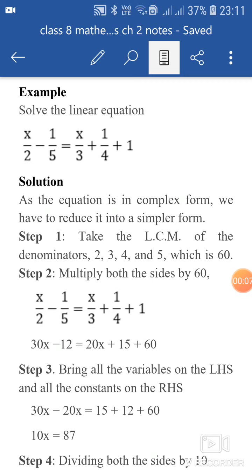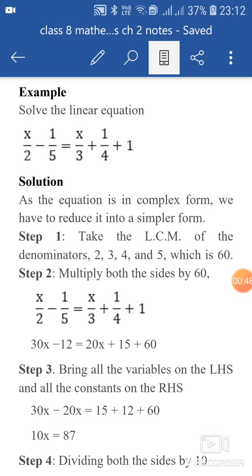The example is x upon 2 minus 1 by 5 equals x upon 3 plus 1 by 4 plus 1. You can see here we have the denominators 2, 5, 3 and 4. So we will take the LCM of all the denominators, which comes to 60. Now that LCM will multiply to both sides, to all the terms. 60 multiplied by x by 2 becomes 30x. 60 multiplied by 1 by 5 becomes 12. 60 multiplied by x by 3 becomes 20x. 60 multiplied by 1 by 4 becomes 15. And 60 multiplied by 1 becomes 60.